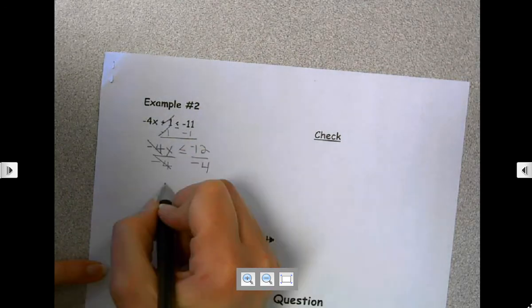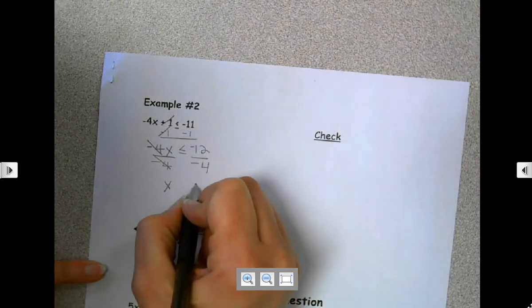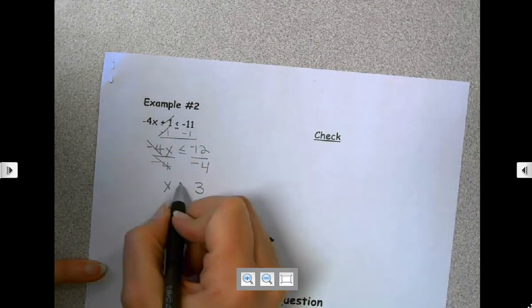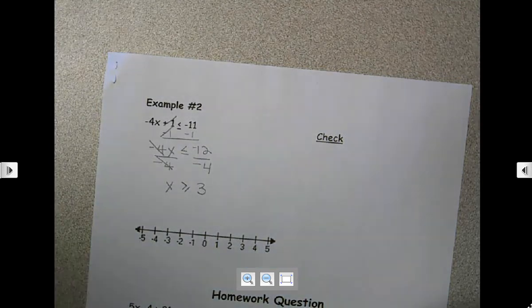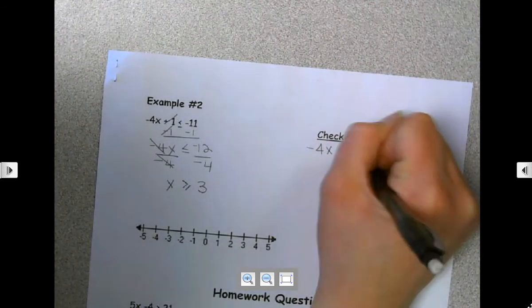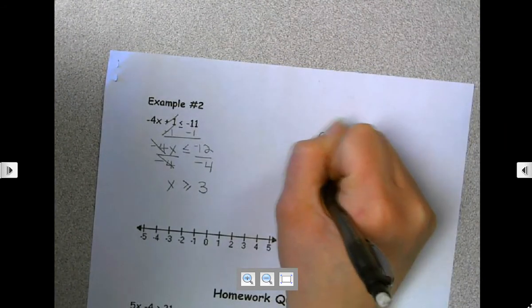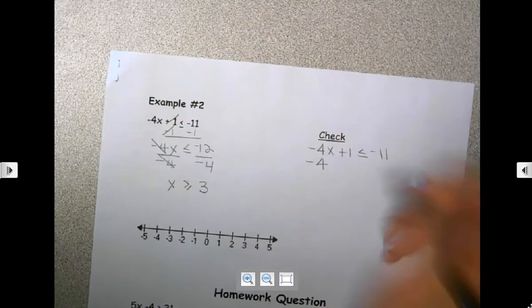-4 over -4 leaves us with 1x. -12 divided by -4 leaves us with positive 3. We multiplied or divided by a negative number, so I need to reverse the inequality. Go ahead and check. I need x is greater than 3. I'm going to pick 5.